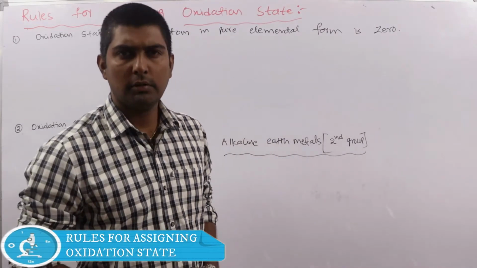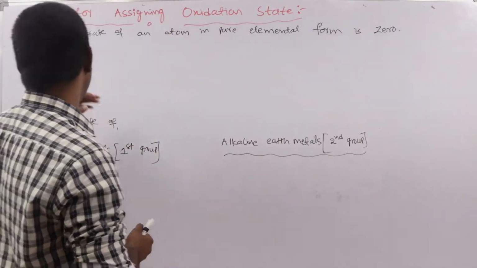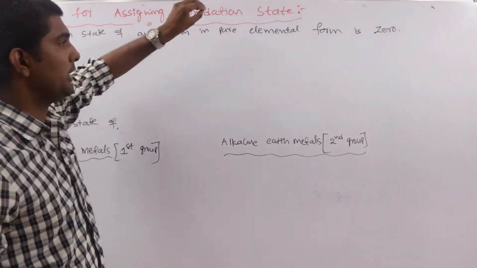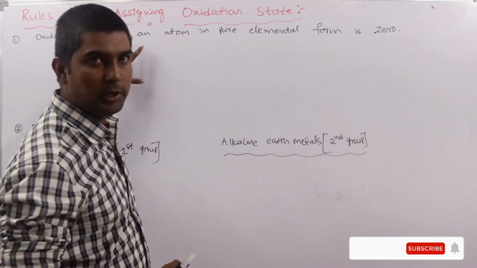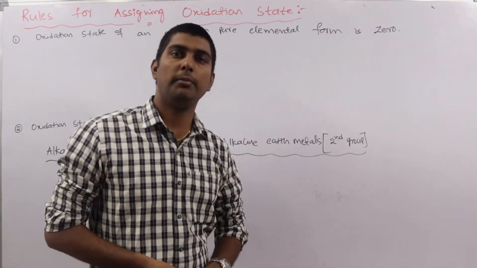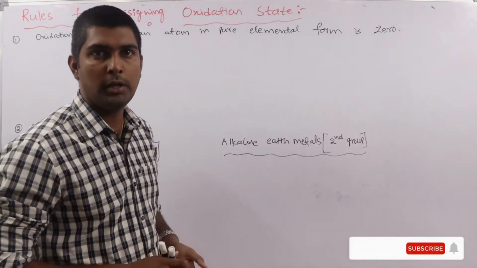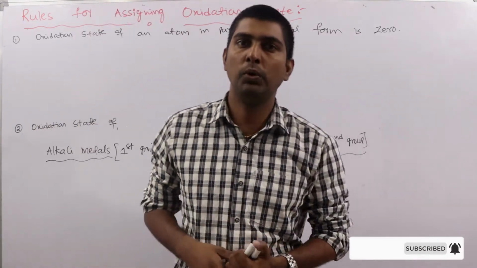We are going to discuss one of the most important and essential concepts for chemistry, that is the rules for assigning oxidation state. In chemistry this is very important. We should know what the oxidation state of an element is in a particular molecule or ion, whatever it may be. So there are some rules.